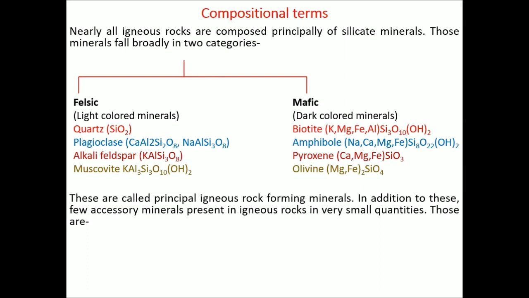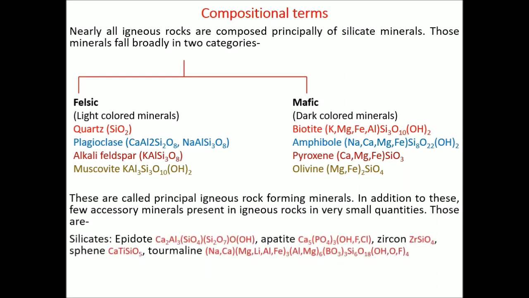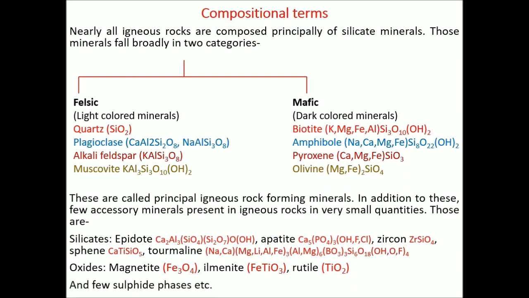In addition to this, a few accessory minerals are present in the igneous rocks in very small quantities. Those accessory minerals are of a few types. Silicates include epidote, apatite, zircon, sphene, tourmaline. Oxides include magnetite, ilmenite, and rutile, and sulfide grains are also present. Classification based on color index and mineral.